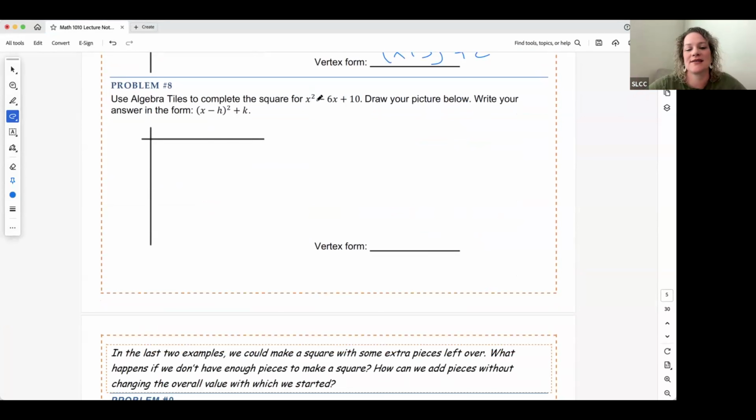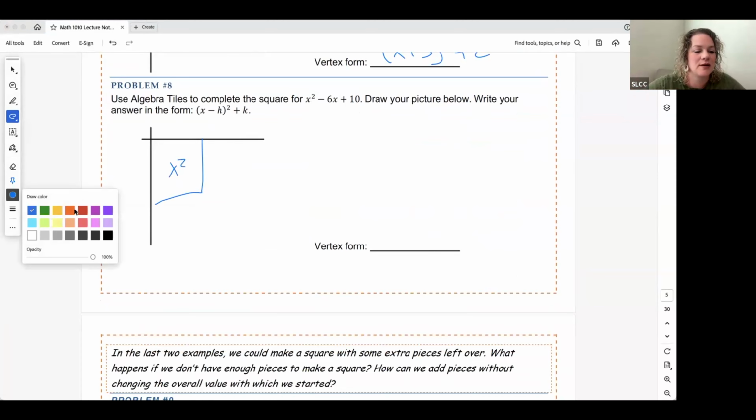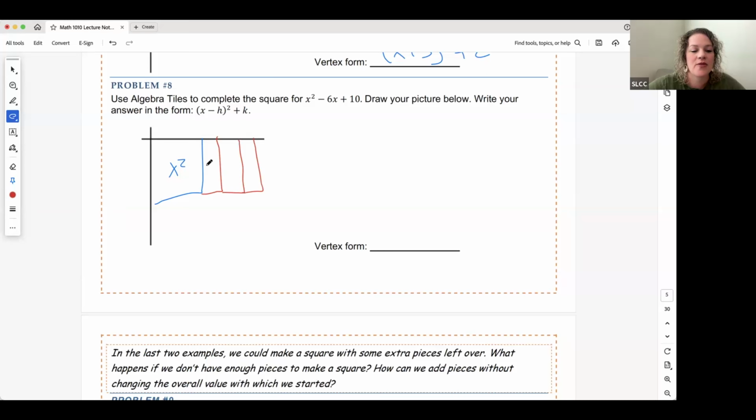How would you do x squared minus 6x plus 10? So here you would have your blue x squared, and then you'd have the negative bars. So you have the negative 3, and then a negative 3. So then you'd have x minus 3 times x minus 3, and then here you would have 9 of the ones.